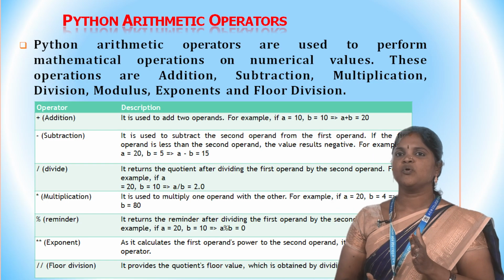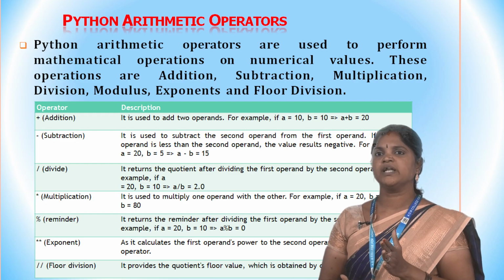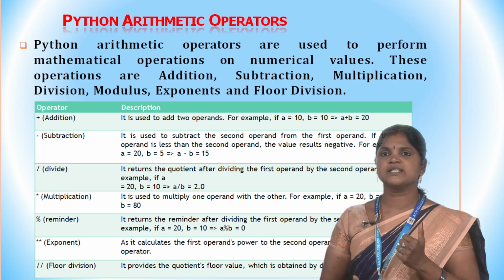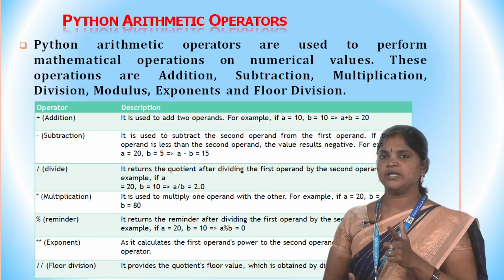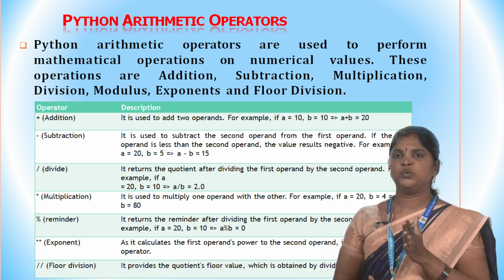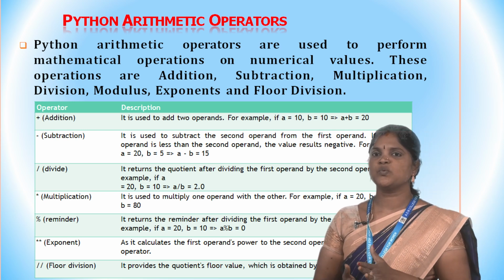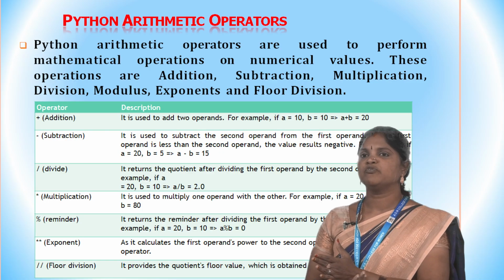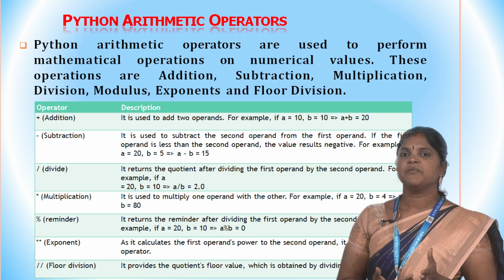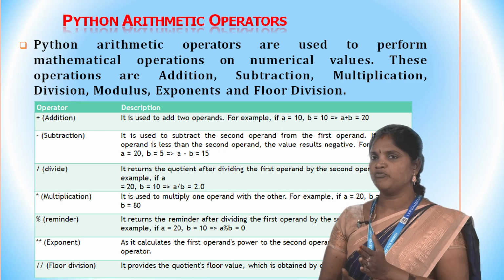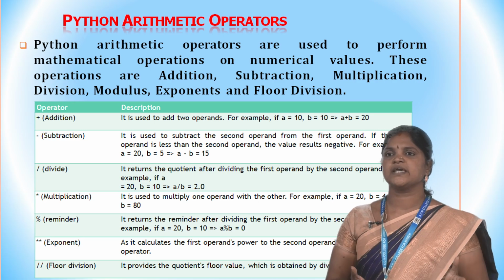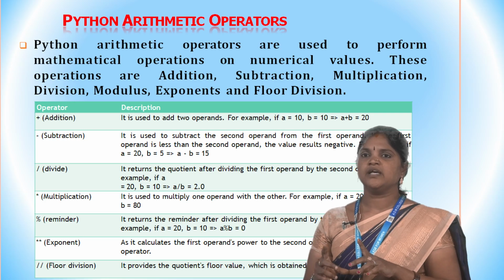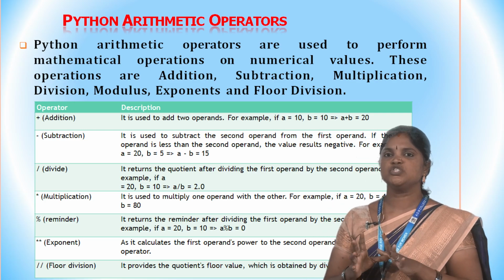Divide. It returns the quotient after dividing the first operand by the second operand. For example, if A = 20, B = 10, A / B = 2. Multiplication. It is used to multiply one operand with the other. For example, if A = 20, B = 4, A * B = 80. Remainder. It returns the remainder after dividing the first operand by the second operand. For example, if A = 20, B = 10, A % B = 0.